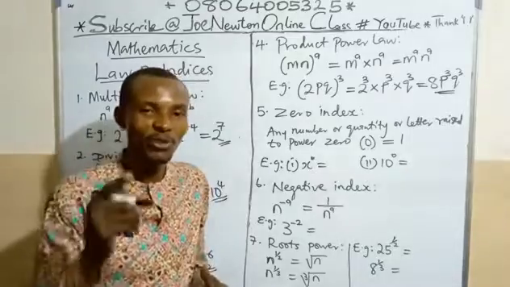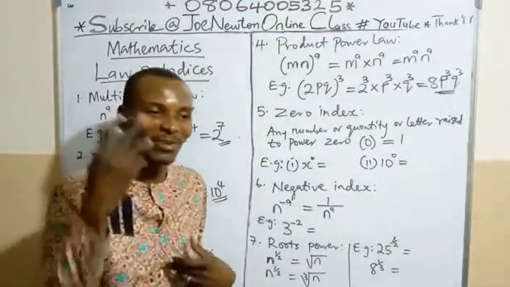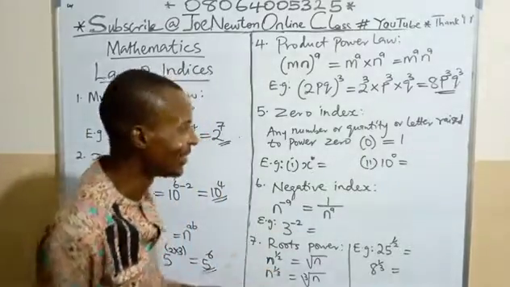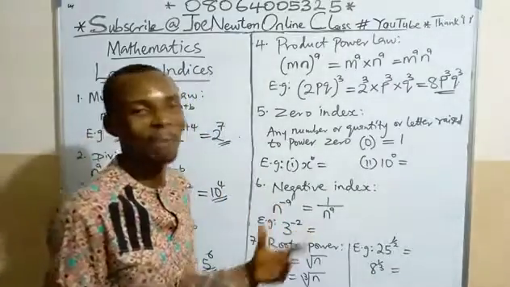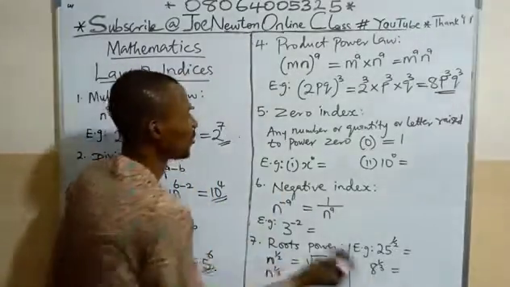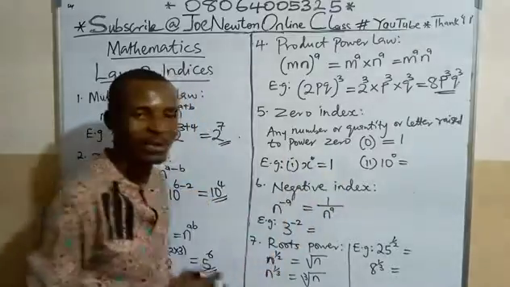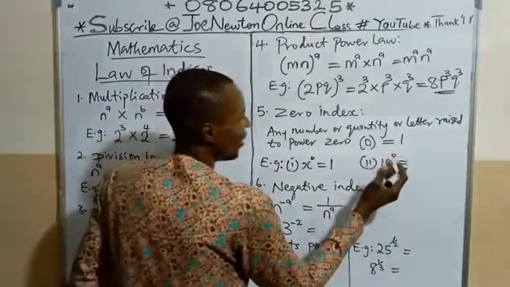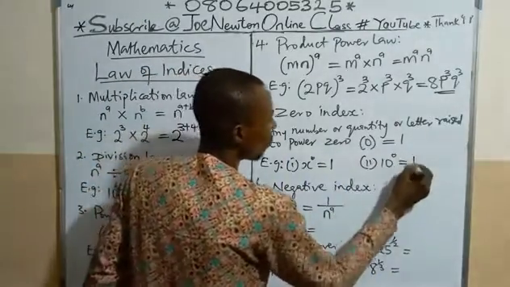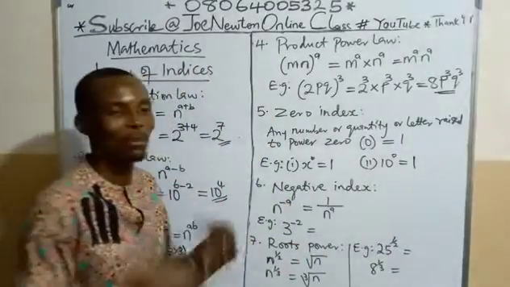In fact, if I raise you to power 0, you become 1 because you are 1 already. If you raise me to power 0, I am 1. So no matter the magnitude of the number, if I say 1000 raised to power 0, it is still what? 1. Simple. So example, x raised to power 0 is what? 1. Without any vocabulary. 10 raised to power 0 is what? 1. Without any computation.